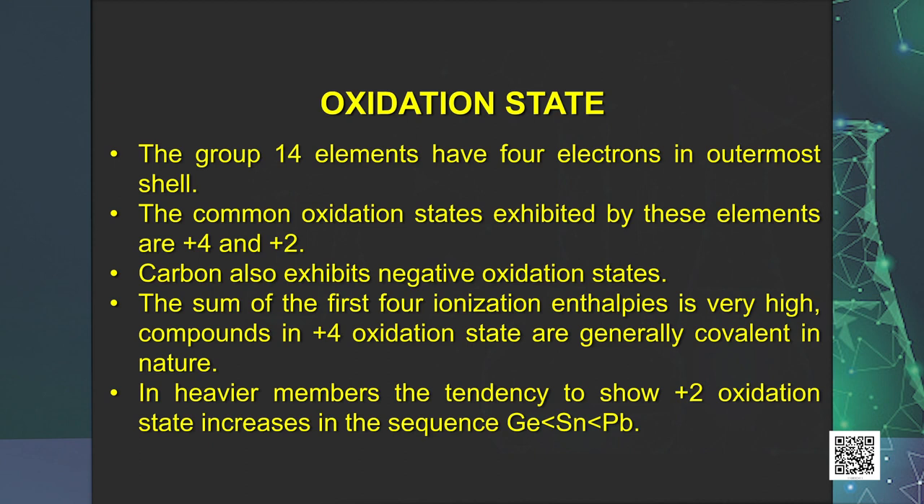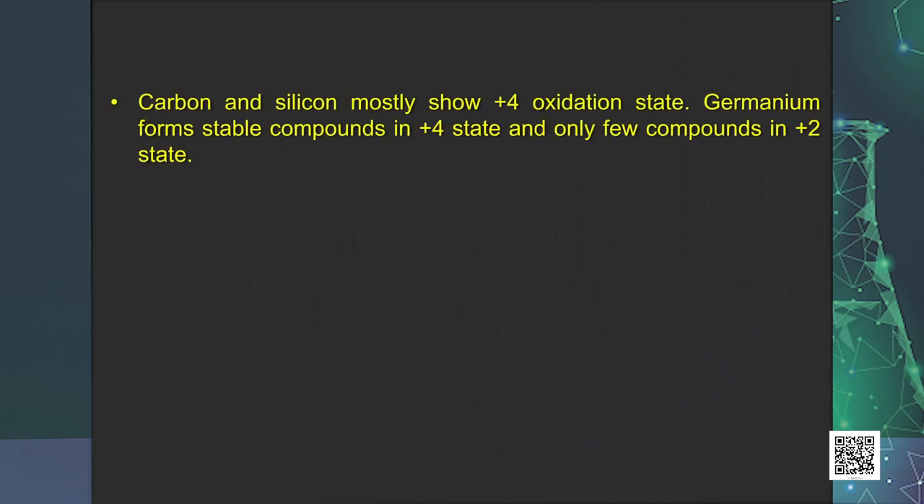nature. In heavier members, the tendency to show +2 oxidation state increases in the sequence that germanium is less than tin, which is less than lead. It is due to the inability of ns electrons of valence shell to participate in bonding. The relative stabilities of these two oxidation states vary down the group. Carbon and silicon mostly show +4 oxidation state.